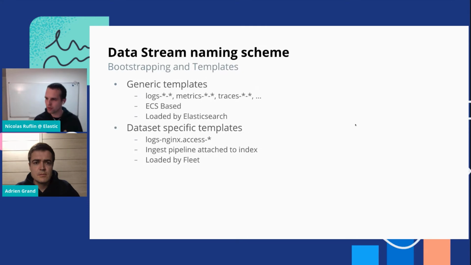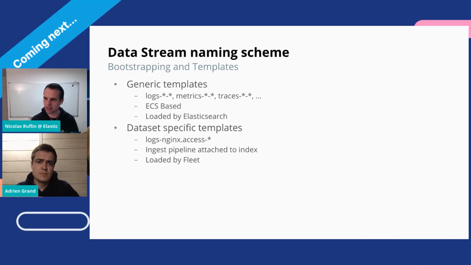There are a few other things that are important with the new naming scheme, and one is bootstrapping of templates. There are generic templates loaded by Elasticsearch for logs, for metrics, for traces. It means you don't need to think about the templates at first on your end. You ingest data, and it automatically has ECS-based mapping for all your data. If you go further, you can then specify fields based on the dataset.